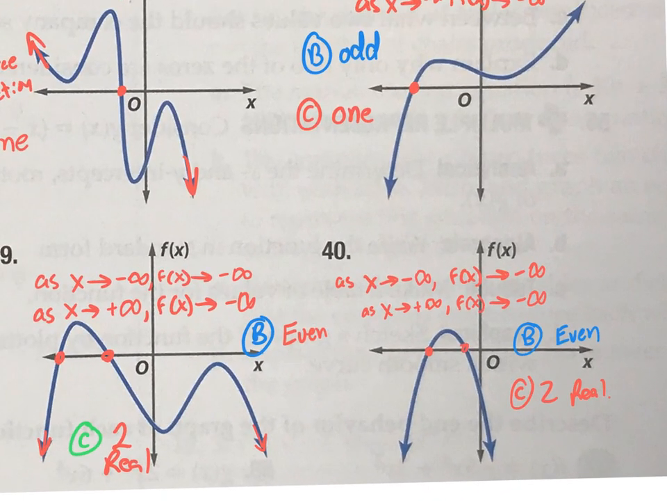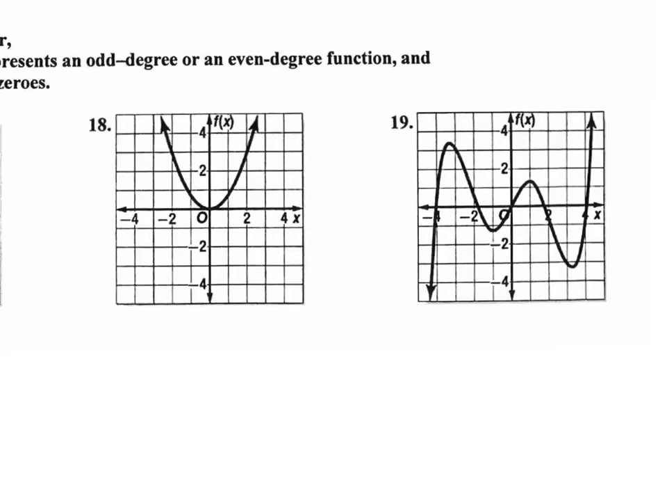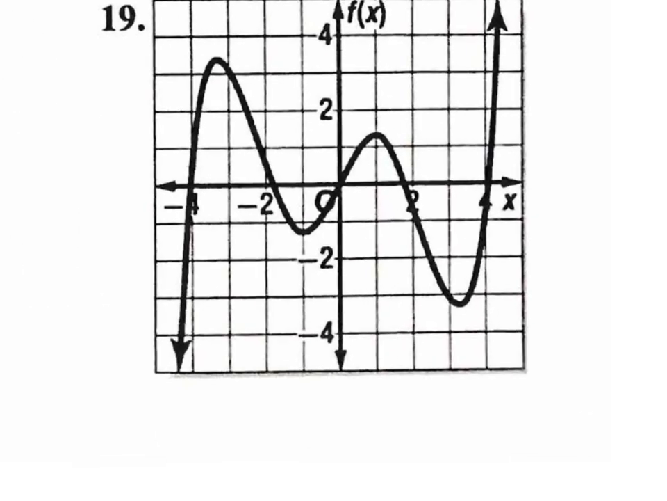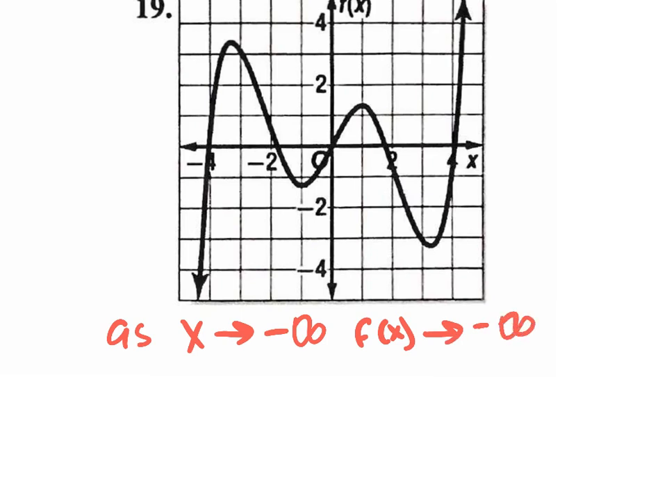Let's look at the homework on the worksheet. I believe we did number 17 already, right? Number 18 is ridiculously easy. I'll let you do that. Let's do 19 together and then we'll wrap up this video. As x approaches negative infinity, what happens with f of x? Approaches negative infinity as well.